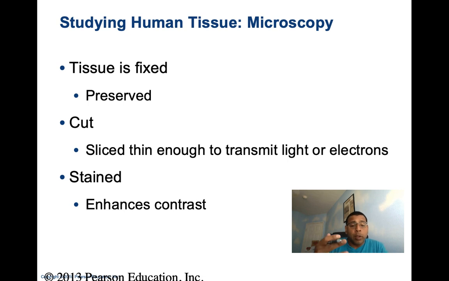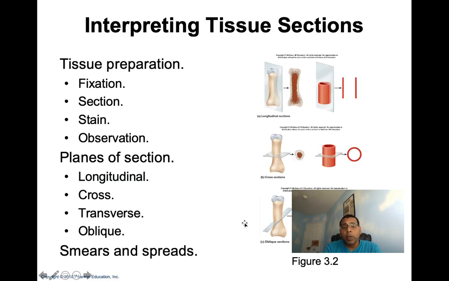Now, we're going to look at these tissues. We're going to study these tissues, and they're going to be preserved. Tissues are going to be fixed and preserved. How are they made? They're going to be cuts of tissues of organs that are put onto slides. They're stained, and then we use the microscope to go through and look at them.